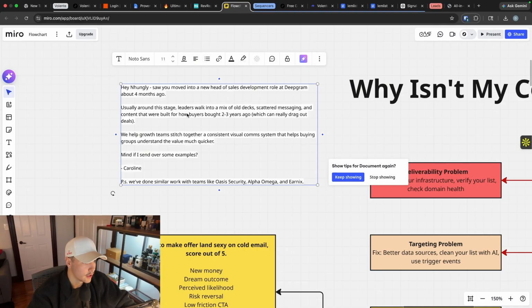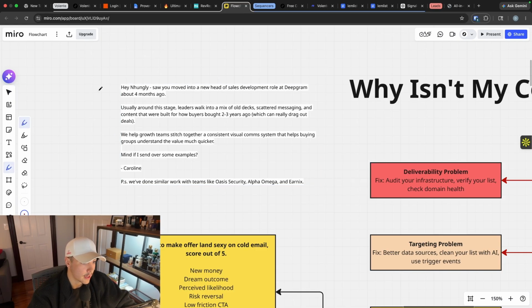Usually around this stage, leaders walk into a mix of old decks, scattered messaging, and content that were built for how buyers bought 2-3 years ago, which can really drag out deals. We help growth teams offer and CTA. So yeah, it's just the relevance line, super simple. Don't overcomplicate it, it's just the opener line to build personalization, let them know we're a real person.